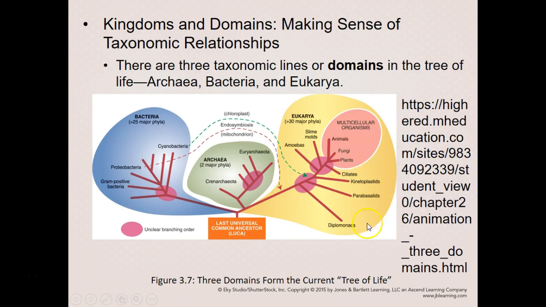You can either copy and paste this link, or you can just go into your Google bar and write McGraw-Hill 3-domain animation and it will pop up. The 3 domains are separated based on DNA and RNA fingerprints. So they're looking at the characteristics in the DNA and RNA to see how closely related different organisms are.